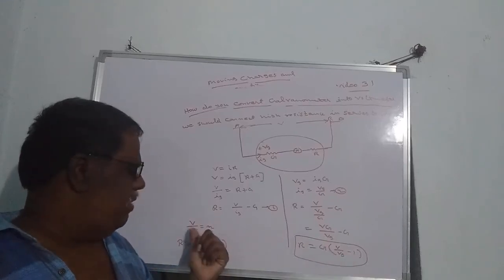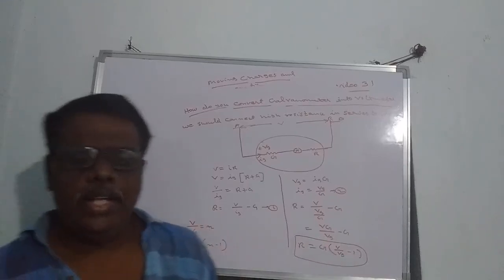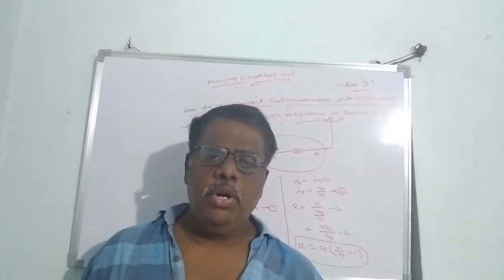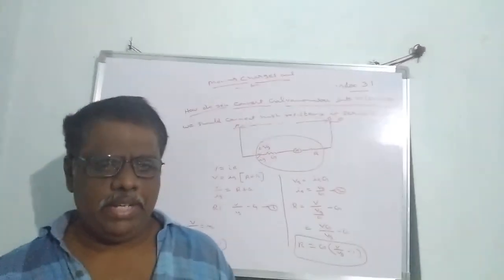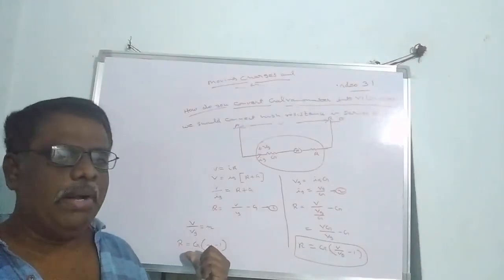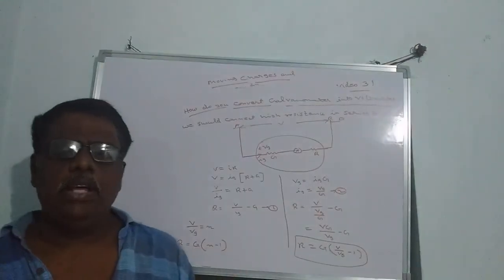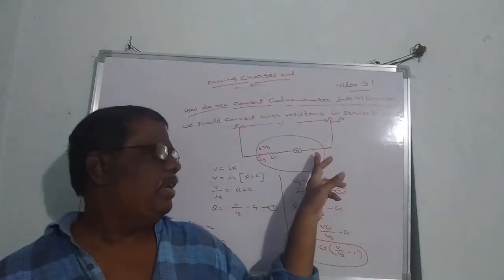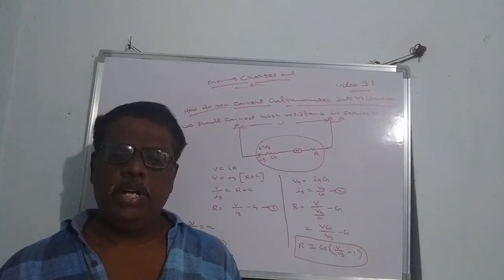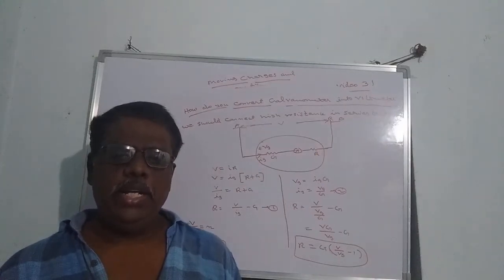The V by Vg value will be equal to N. Here it is the ratio between the total potential difference and the potential difference across the galvanometer. That will be equal to N. Then the final formula is R is equal to G into (N minus 1). If the resistance is high, a smaller amount of current and a low potential difference will pass through it. It increases the galvanometer resistance.